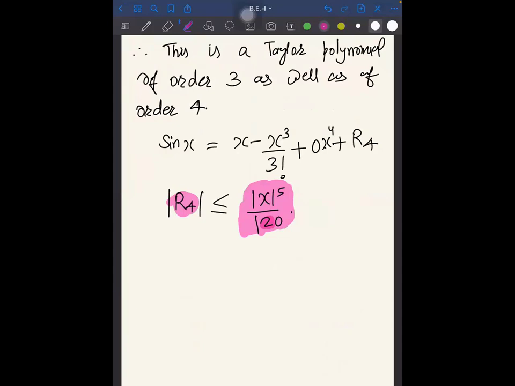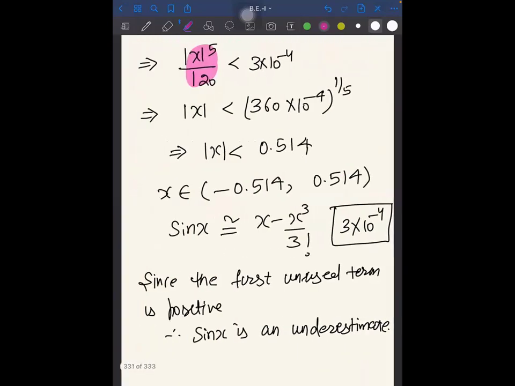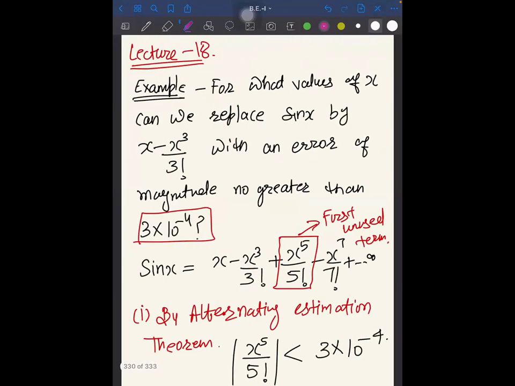That's what I'm saying. Sometimes it may happen, because it depends upon the remainder, and the remainder doesn't recognize whether the previous Taylor polynomial was of order 3 or order 4. So you need to check it manually. But the same problem is not there in the alternating estimation theorem, because it directly depends upon the first unused term, right? So it doesn't take care of the previous zeros or anything else. Is it okay? That is the reason why I'm saying this.